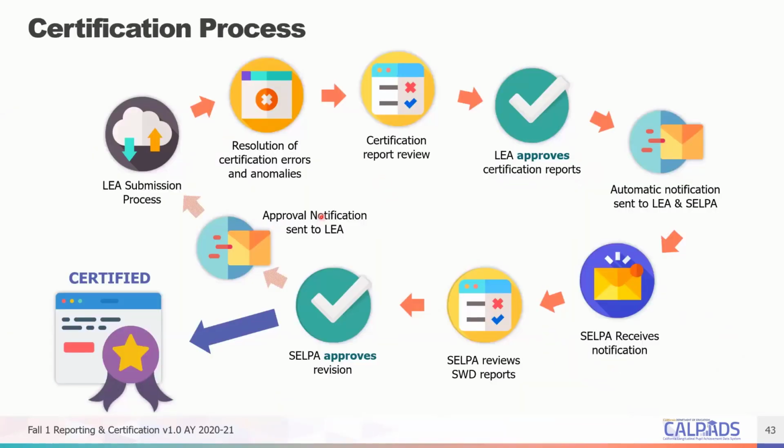In a perfect world, this is the simple flow of things with regards to the certification process. You, as the LEA, submit all your records to CalPADS, and even though you have all your records submitted with zero errors, chances are you might still get certification errors because the validation for cert errors is different compared to the submission errors. And of course, if you have any anomalies, you need to correct those.